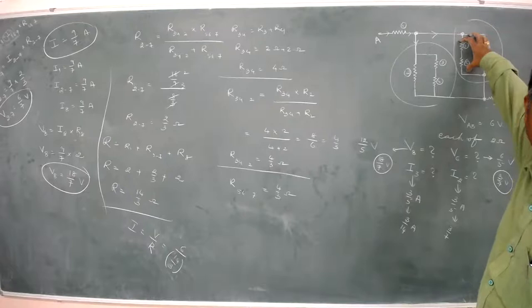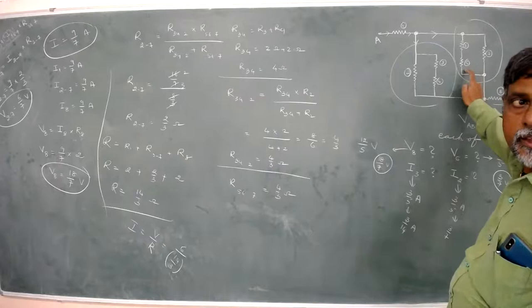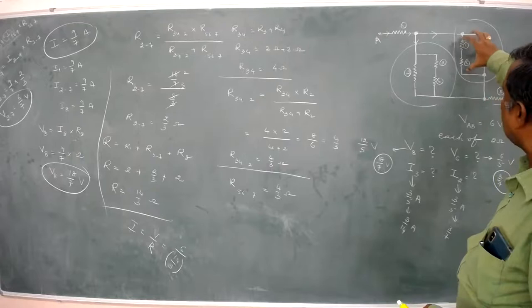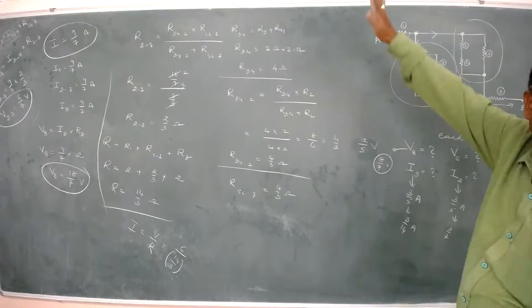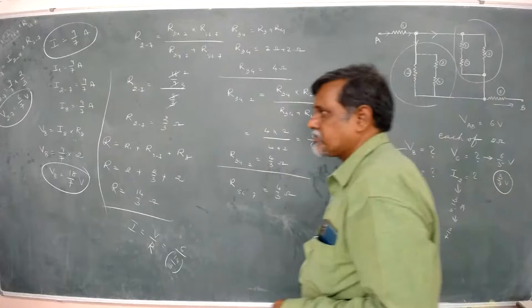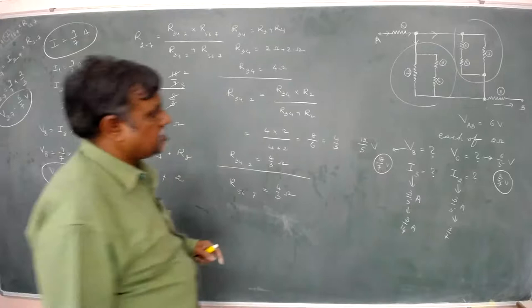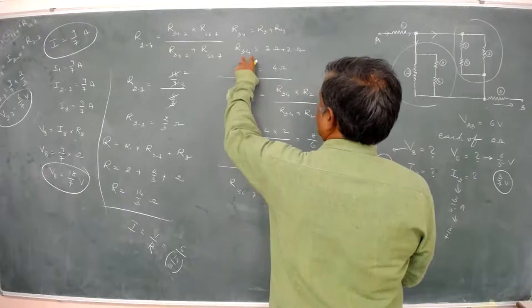Okay, we need to find out V6. Across this 6/7 volt, meaning across this branch, same voltage, because both are parallel. So that means some of the things I need to erase. Okay, can I erase this? I can erase this.